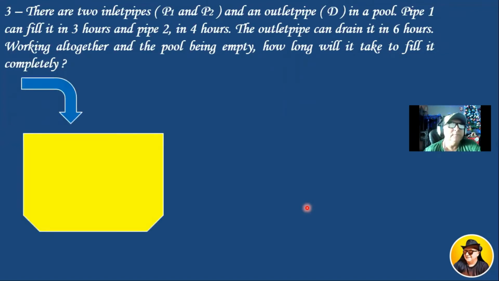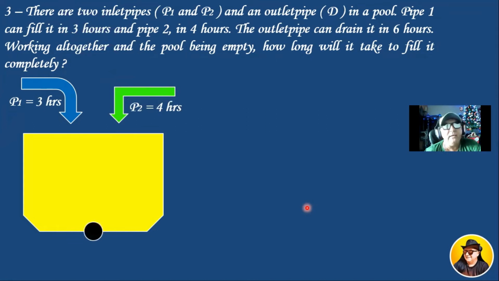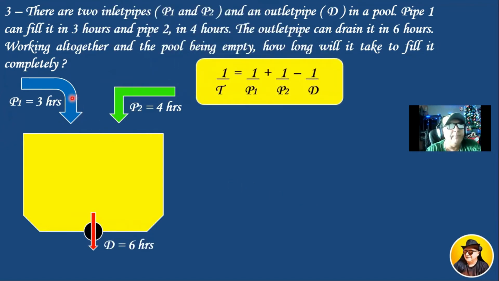So, a figure of a pool. Okay, pipe 1 can fill it in 3 hours. Pipe 2 can fill it in 4 hours. And drain D can empty it in 6 hours. So pay attention, we have pipe 1 and pipe 2, so both are going to be positive, and the drain is going to be negative. All right, do not forget this. This is the main point.